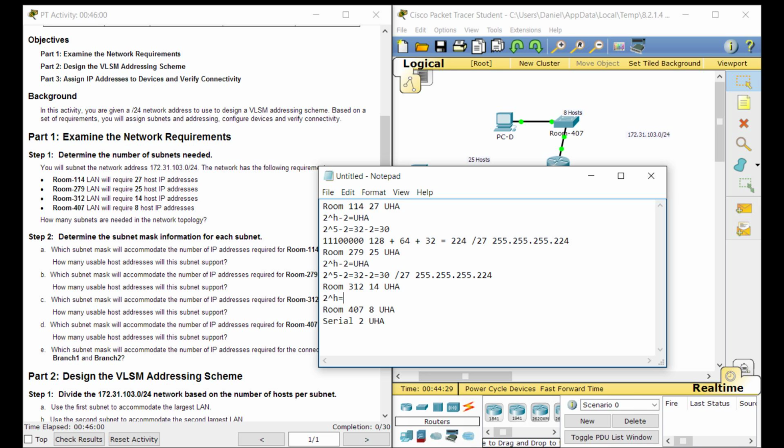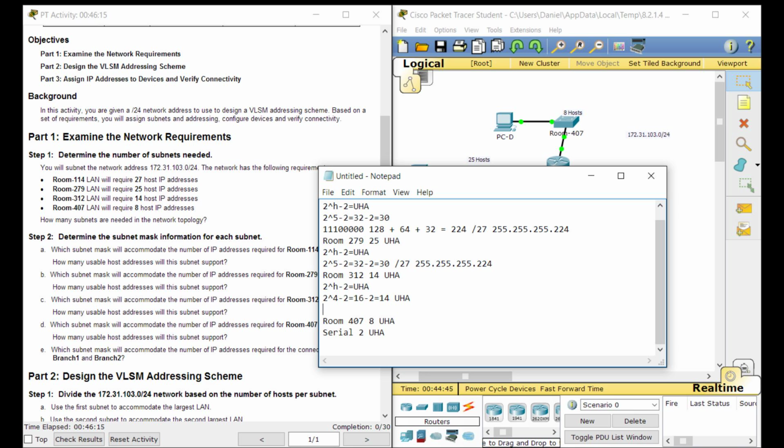So going to the third one, going back to our formula once more, 2 to the power of host bits minus 2, and 2 to the power of 4 minus 2 is 16 minus 2, which is 14. So that would be 4 ones and 4 zeros, which is equal to 240. So 255.255.255.240, or /28.